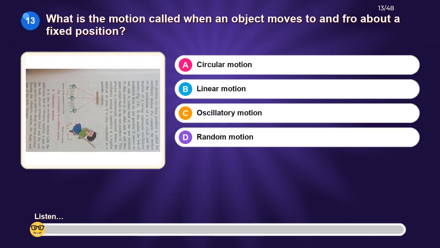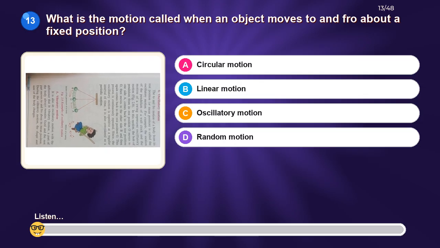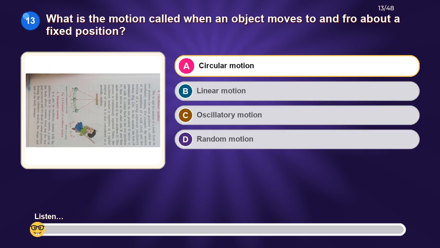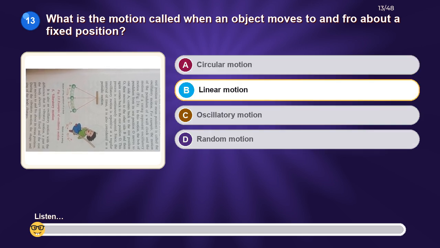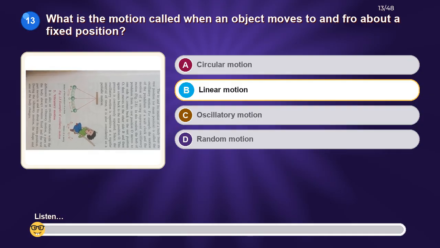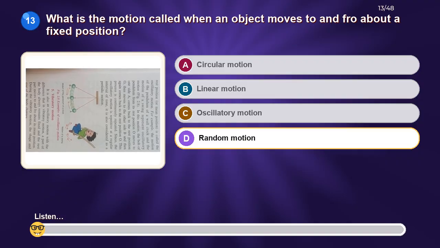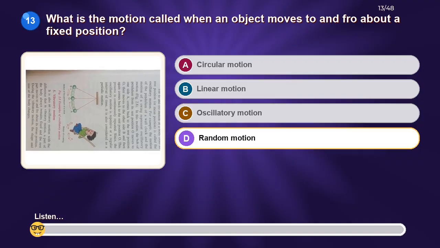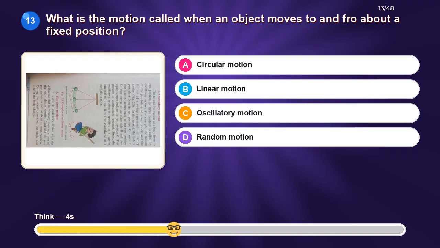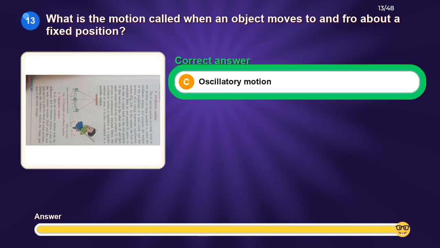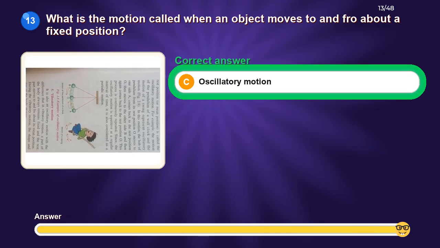What is the motion called when an object moves to and fro about a fixed position? Option A, circular motion. Option B, linear motion. Option C, oscillatory motion. Option D, random motion. The correct answer is oscillatory motion.